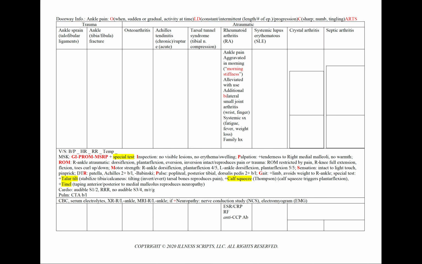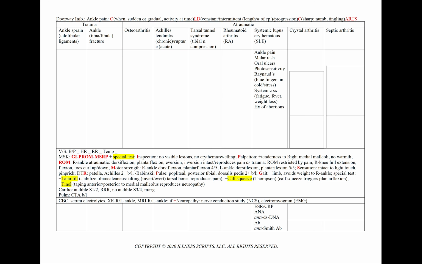In rheumatoid arthritis, we'll see ankle pain, and it will be aggravated in the morning, high-yield morning stiffness, and classically alleviated with use. We'll also find additional bilateral small joint arthritis in the wrist or fingers, and we can note systemic symptoms in our review of symptoms, fatigue, fever, or weight loss. We could also find a positive family history. We'll add to our workup an ESR-CRP, rheumatoid factor, and anti-CCP antibodies.